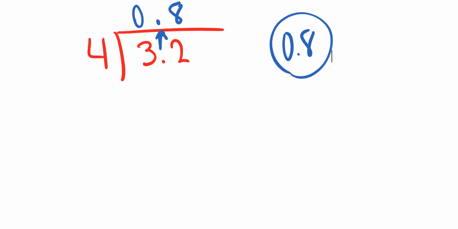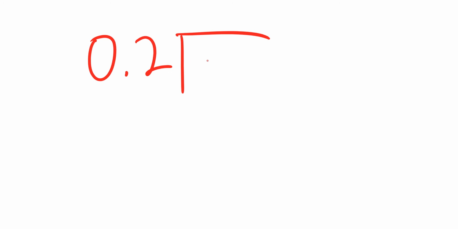Another scenario is if we have a decimal number on the outside. So let's say 0.2 into, and let's make this one a whole number, 16. So if we have a decimal point as the divisor, or a decimal number, then we need to get rid of that decimal. One way to do that is to multiply by tens, hundreds, however many times you need to move the decimal place.